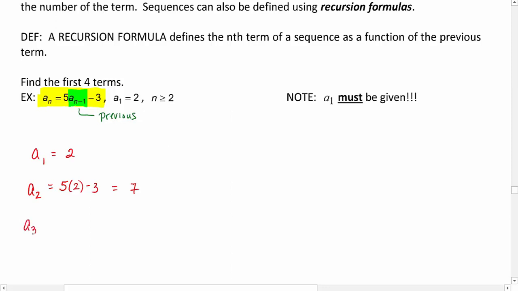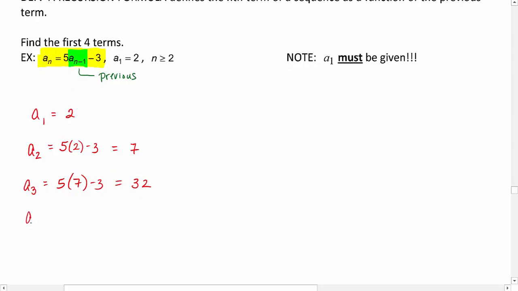A sub 3, it's going to be 5 times the previous term, which is 7, minus 3. 35 minus 3 is 32. A sub 4, we're going to take the previous term, 5 times 32 minus 3, and that gives us 157. So here are the first 4 terms of our sequence defined by a recursion formula.